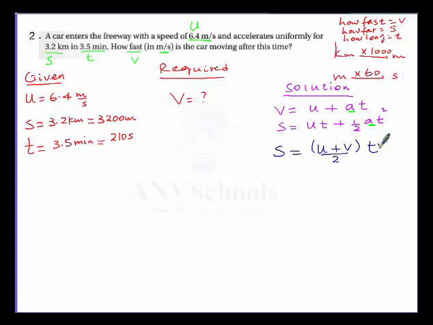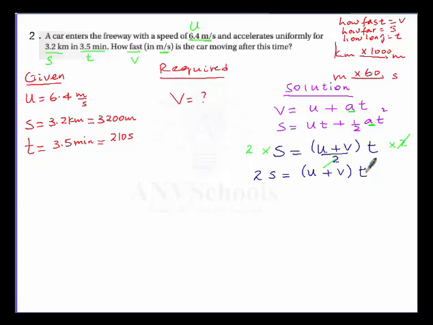Now let's make V the subject of the formula. So I will multiply both sides by 2. Multiply this by 2. Multiply this by 2. Then these 2 will cancel out by these 2. Then I will have 2 times S, 2S is equal to initial speed plus final speed multiplied by t.